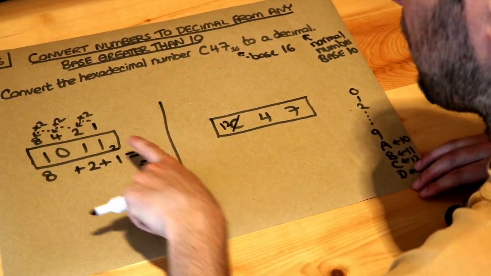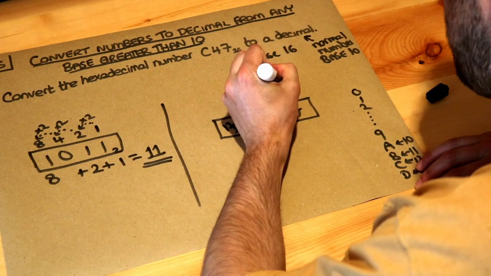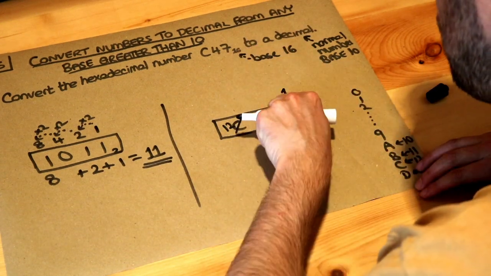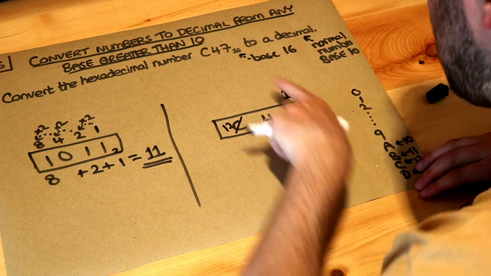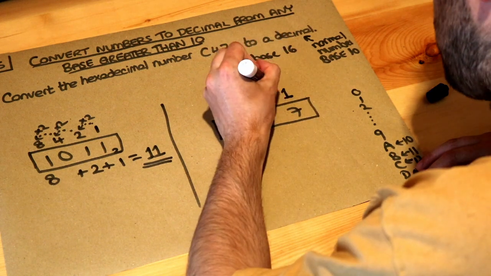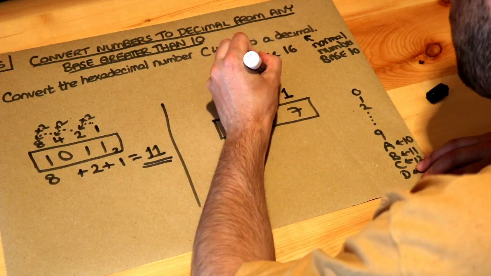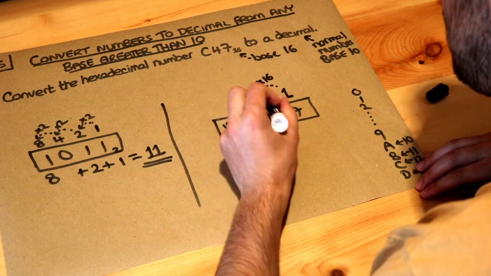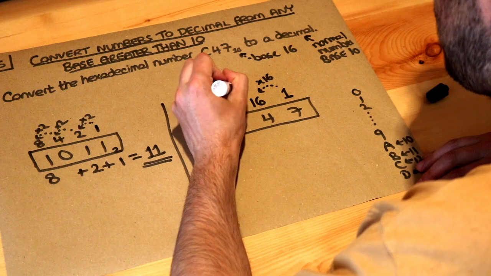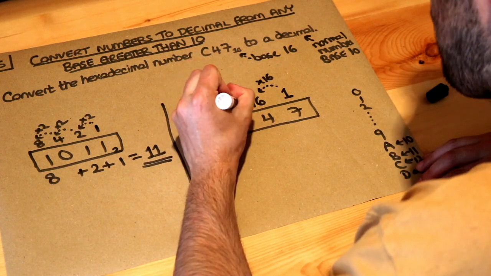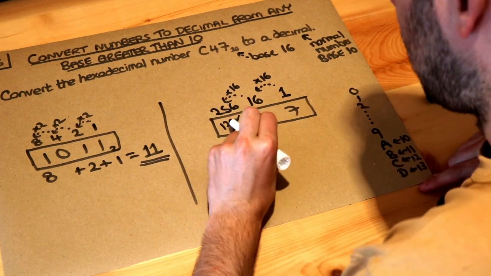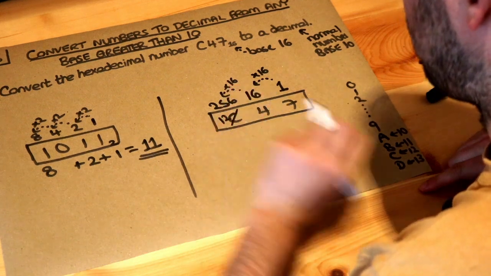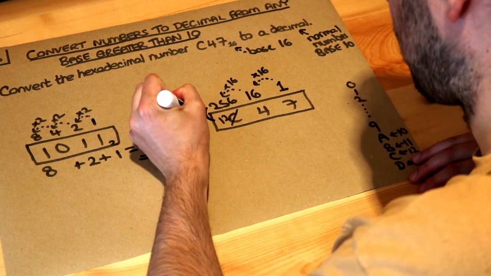Now, we do the same as we did before. We have the units digit, so the units digit is worth 1. And because it's base 16, each time we go from right to left, the digit is worth 16 times as much. 1 times 16 is 16. 16 times 16 is 256. And then we do what we did before. The 12 here is worth 256, so we multiply these together.